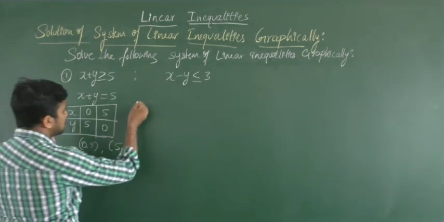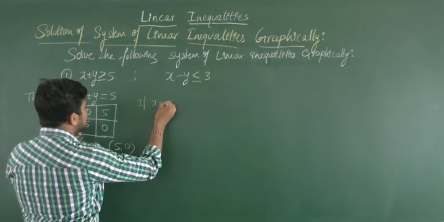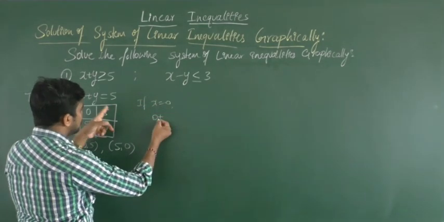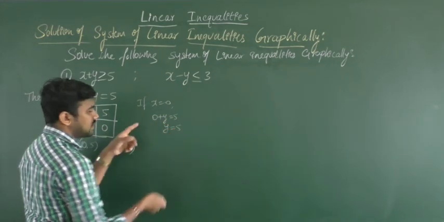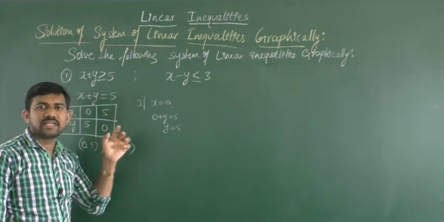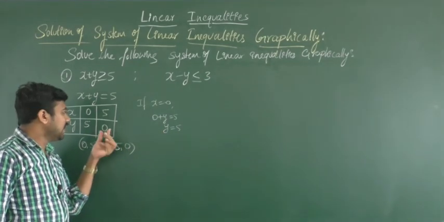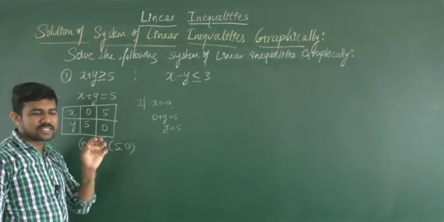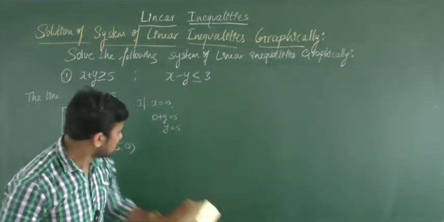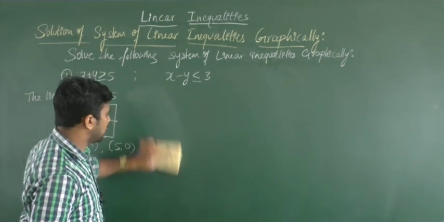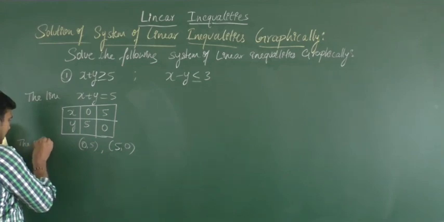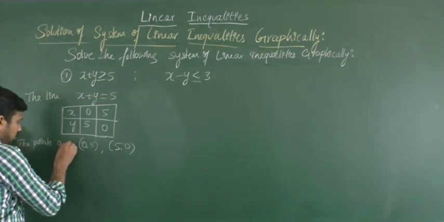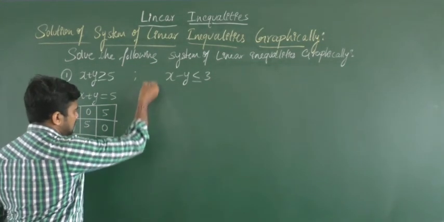Understand? If you put x equal to 0, then 0 plus y is equal to 5, or y is equal to 5, right? If x is equal to 0, then y is 5. Similarly, when y is equal to 0, we will get x equal to 5. So you got 2 points, and those 2 points lie on the coordinate axes, right? The points are these 2.